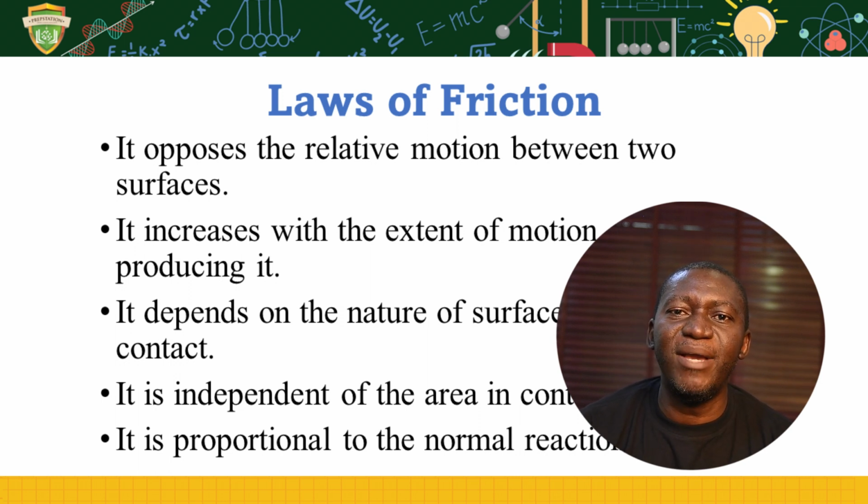Now, friction depends on the surfaces that are in contact. The more rough the surface, the higher the friction. And the smoother the surface, the less the friction. Friction is also independent of area in contact. Friction can affect any area. It can affect any surface area, and it is proportional to the normal reaction.